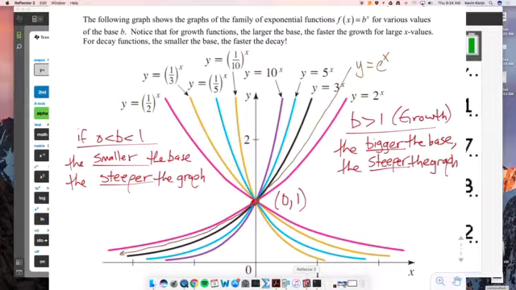So within each family of functions, you have certain functions that grow faster than others. Just like in the polynomials, x cubed grows faster than x squared. X to the 5th grows faster than x to the 4th. Same thing here with growth and decay. The bigger the base for growth, the steeper the graph. For decay, the smaller the base, the steeper the graph. All right, and it makes for some pretty artwork as well. But notice all of the ones that are just reciprocals, 10 and 1/10, 5 and 1/5, 3 and 1/3, 2 and 1/2. They're just reflections of each other across the y-axis.